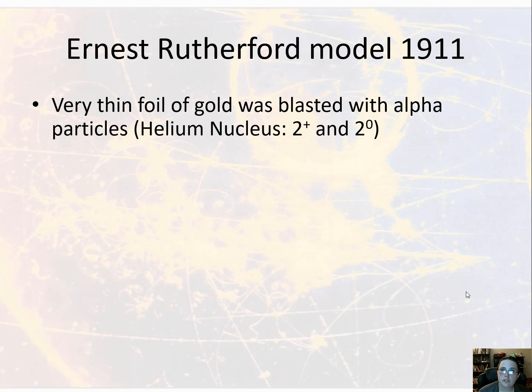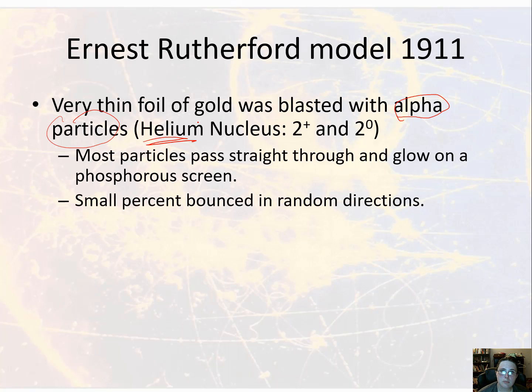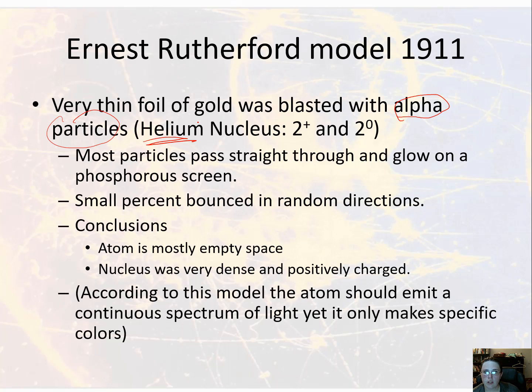Then Ernest Rutherford expanded on that model, and he had a very thin foil of gold that was blasted with alpha particles. This is key right here. Alpha particles are helium, and most of the particles passed straight through and glowed on a phosphorus screen, but some small percent bounced in random directions. So what he figured out was that the atom was actually mostly empty space, but the nucleus was very dense and was positively charged. According to this model, the atom should emit a continuous spectrum of light, but it only makes specific colors.